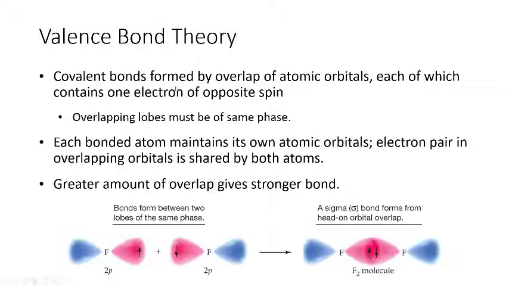Today's lecture is on chapter 5.2 to chapter 5.4 on the valence bond model and hybridization. So the valence bond theory. Covalent bonds are formed by an overlap of atomic orbitals, each of which contains one electron of opposite spin. And so these overlapping lobes must be of the same phase.